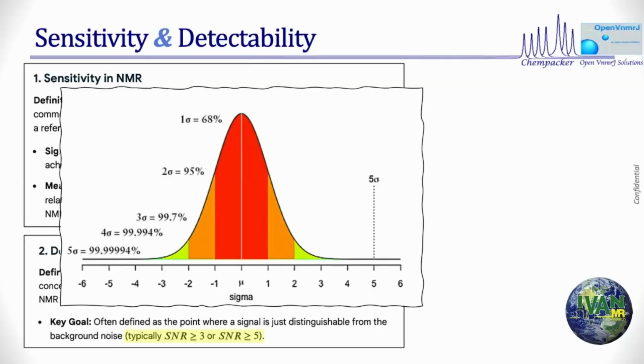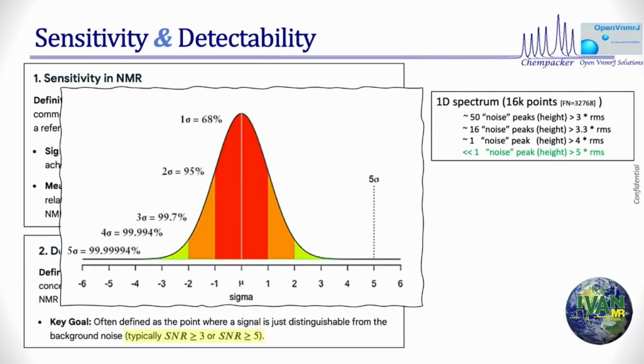What does that really mean? If you take a 1D spectrum, let's say 16K points, Fourier number 32K, there's a possibility of 50 noise points higher than 3 sigma. That's basic mathematics, because that number is 99.7. 99.7% will be less, 0.3% would be more of the noise. This is statistics. So there have to be that many points. 50 noise peaks can be over your 3 times RMS statistically. So then we can calculate for 3.3 and 4, and we can say definitely at 5, the probability is less than 1 out of 16,000 points that there will be a noise peak.